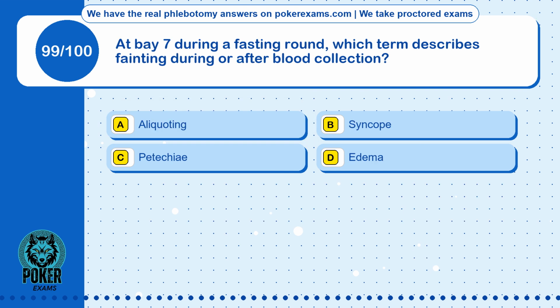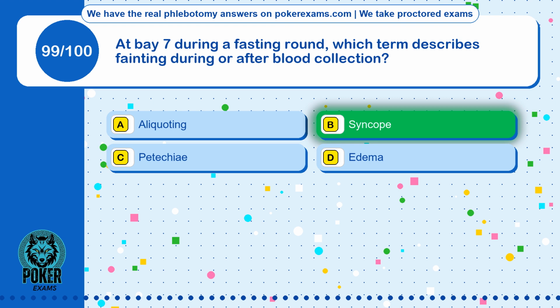Question 99. At Bay 7 during a fasting round, which term describes fainting during or after blood collection? Option A. Aliquoting. Option B. Syncope. Option C. Petechiae. Option D. Edema. The correct answer is option B.